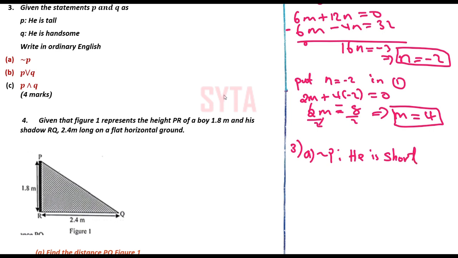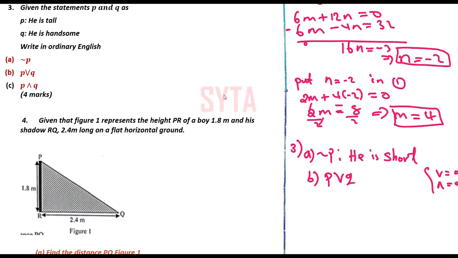Take note, if you write he is not tall, they're actually going to mark it wrong, so you have to know that the opposite of tall is short. Then in B we have P, then this. Remember that this symbol means or, and this one means and.